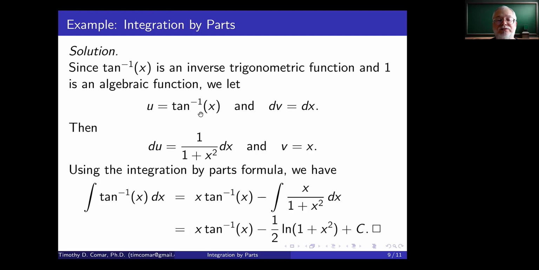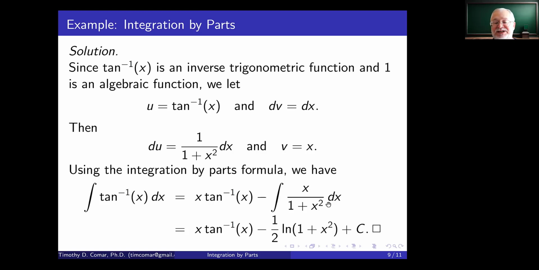Now du is going to be the derivative of arctangent times dx, 1 over 1 plus x squared dx, and v is simply going to be x. Now we're going to use the integration by parts formula one more time. Again, we have u, which is arctangent, v, which is x, minus the integral of v du. The v is the x, and the dx over 1 plus x squared is the du.